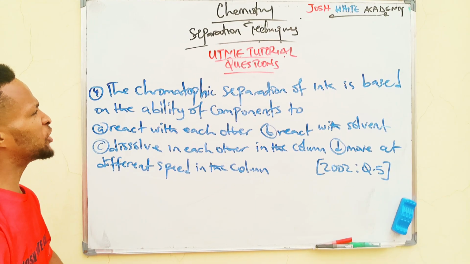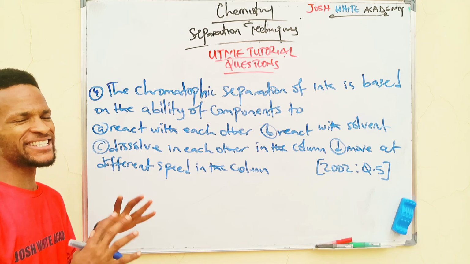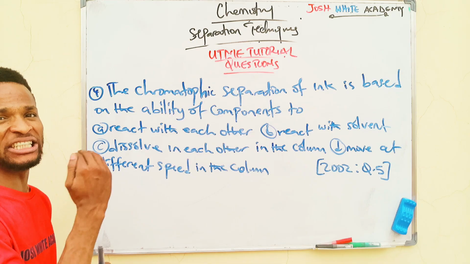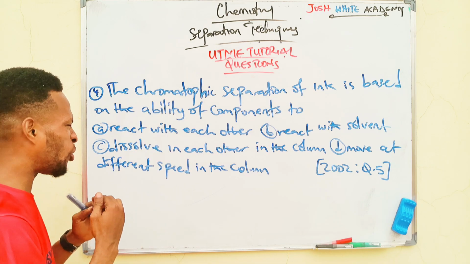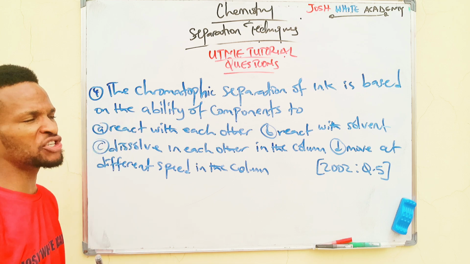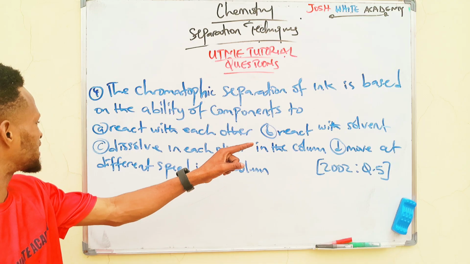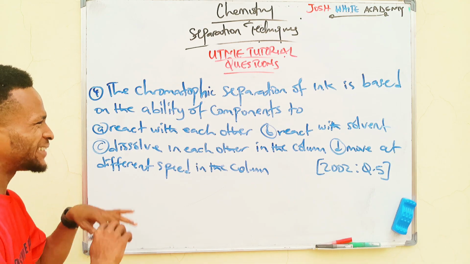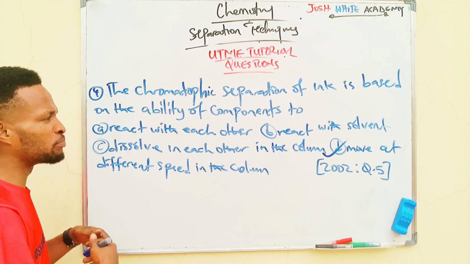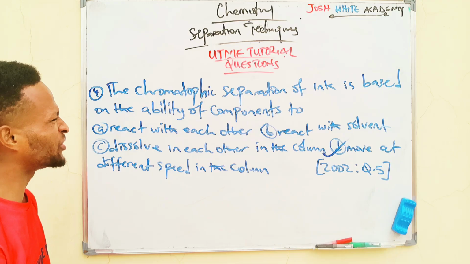The chromatographic separation of ink is based on the ability of components to, we said this in column or paper chromatography. The principle is the difference in the rate of movement of the different components of that mixture. So our answer is the movement at different speed in the column. That's the principle. The rate at which the different components move on that particular column or paper. So that's the answer, option D.